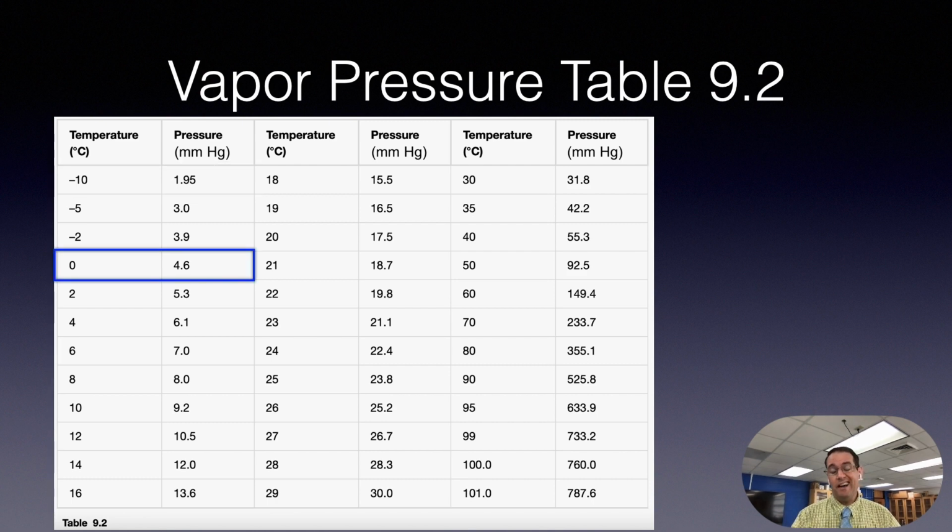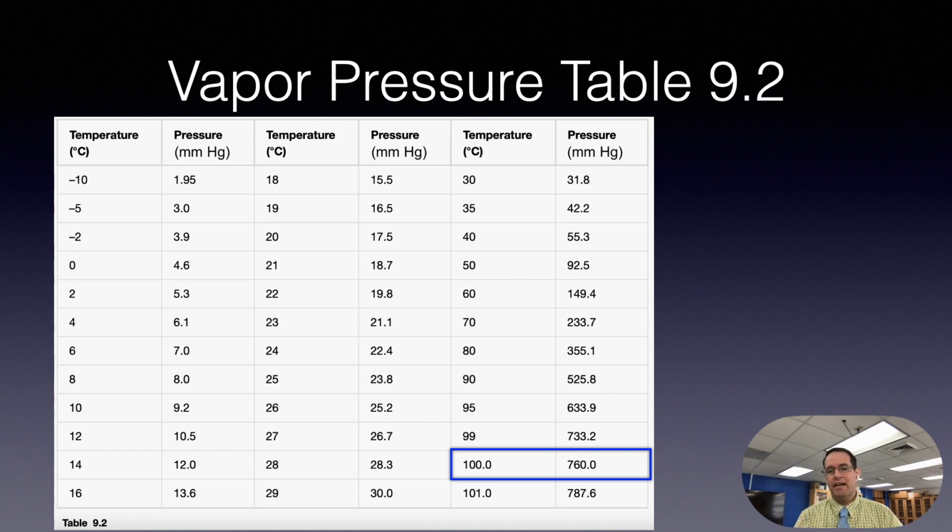But if we take a look at ice cold liquid water at 0 degrees Celsius, it's going to have a very small vapor pressure of 4.6 millimeters of mercury. And of course, at 100 degrees Celsius, it's going to have a vapor pressure of much higher, 760 millimeters of mercury.